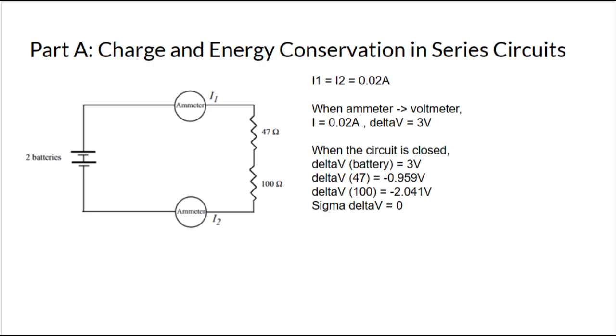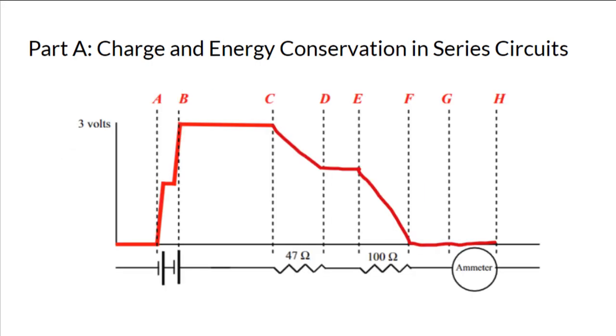The sum of the potential differences across the circuit would be 0, according to the loop rule. Here's a diagram that tracks the potential difference across different points. The batteries increase the potential, but the wires do not affect it since they are assumed to be ideal, so they do not have any resistance.